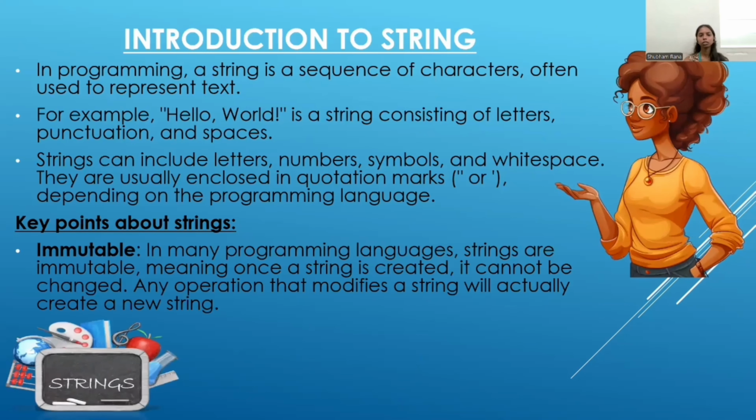Let's see the introduction to strings. A string is basically a set of characters that is often used to represent text. A string includes letters, numbers, symbols, white space, and punctuation marks in a programming language. Here we have an example, "Hello world". Hello world is a string consisting of letters, punctuation, and spaces. Strings are immutable, which means strings cannot be changed. Modifying one will actually create a new string.